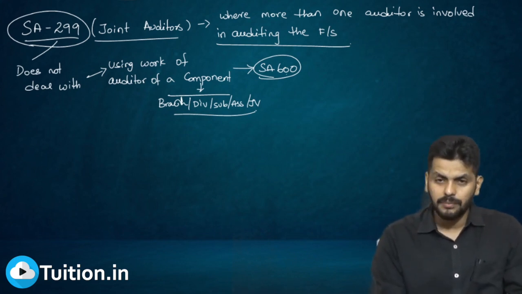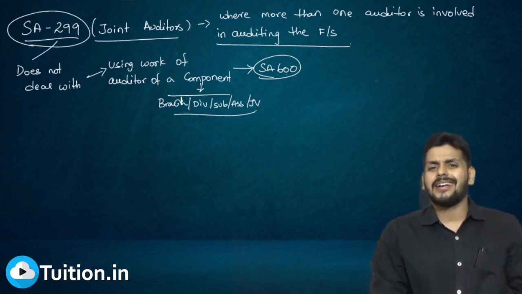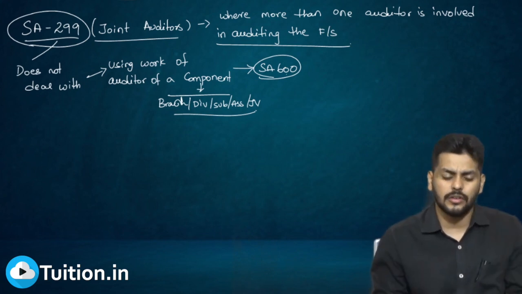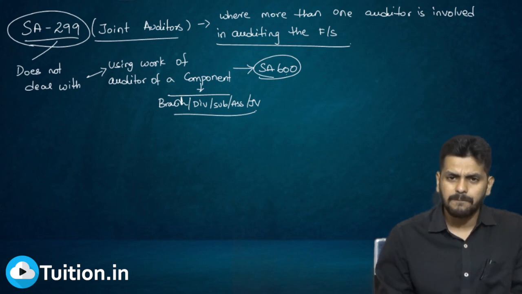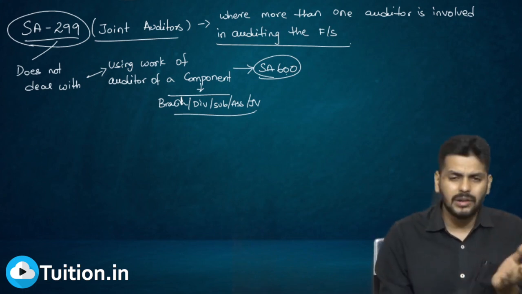And of course, it is very simple, and there are only a couple of points that I would want you to know from the standard. If you see the crux of the standard, each joint auditor is responsible for their own work. Each joint auditor is responsible for planning and performing their own work, and this is all very clear.